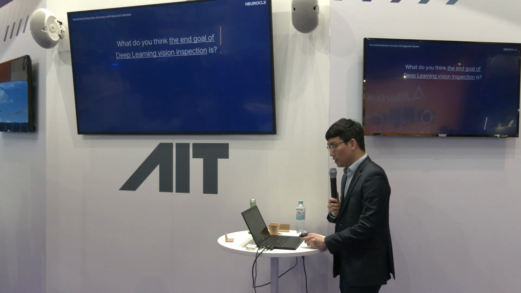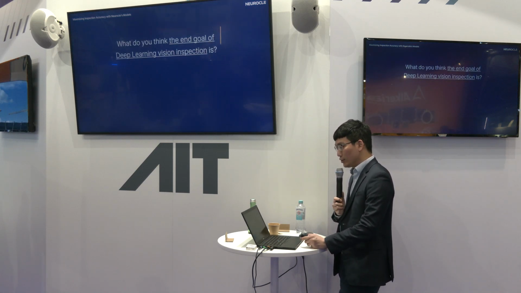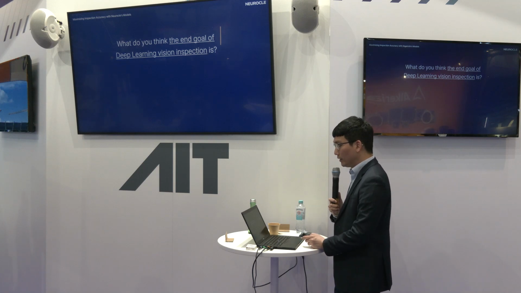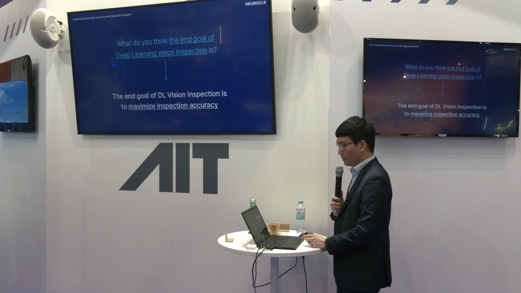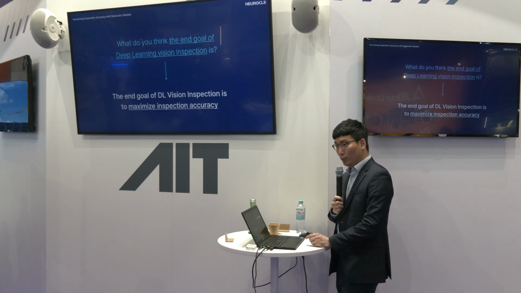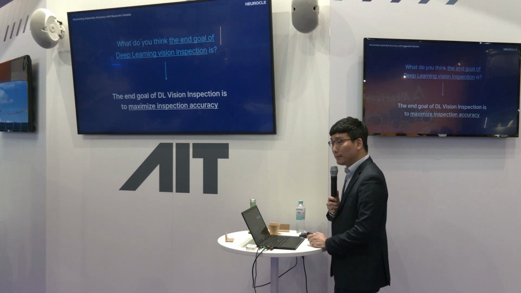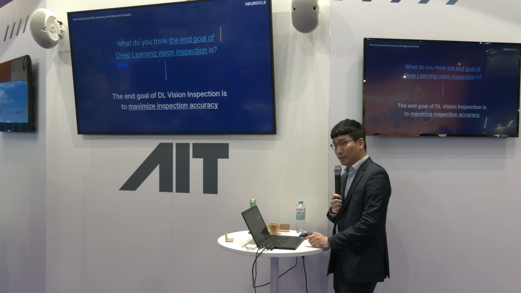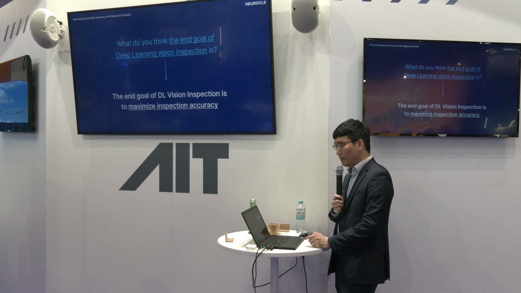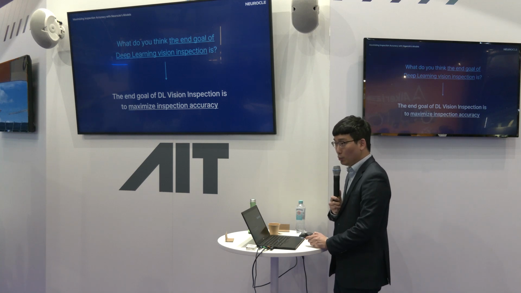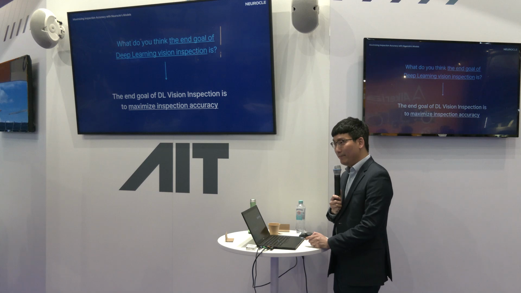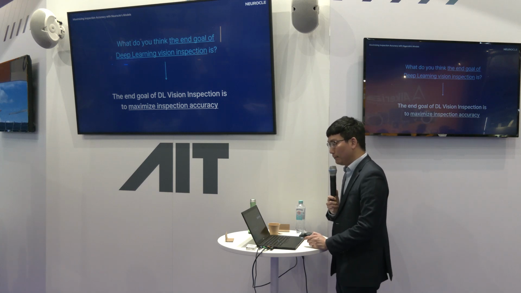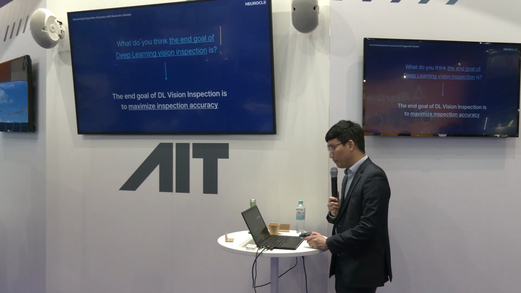So before we start, let me give you one question. What do you think is the end goal of deep learning vision inspection? We have to think about why we are using deep learning. It's very simple, actually. Because we want to maximize the deep learning inspection accuracy. If we can maximize the accuracy with the conventional one, we are going to go for it. But there are so many irregular defects, so that's why we are applying deep learning to maximize the accuracy.